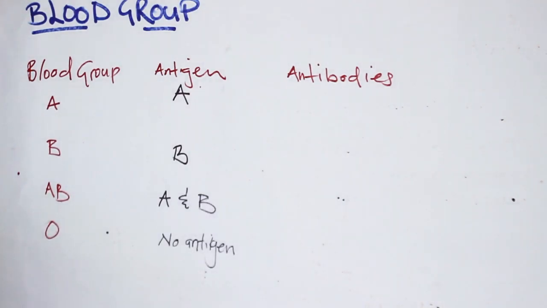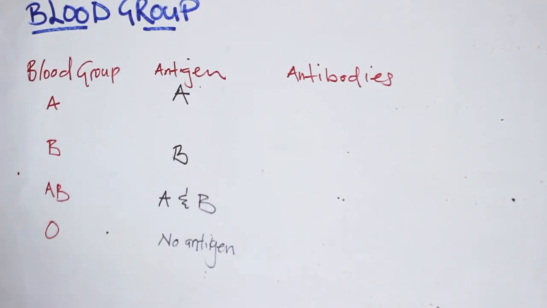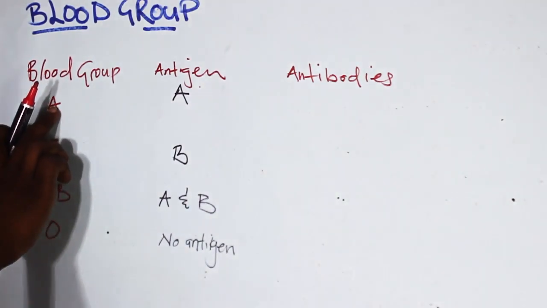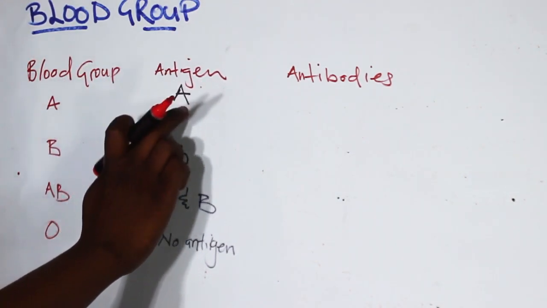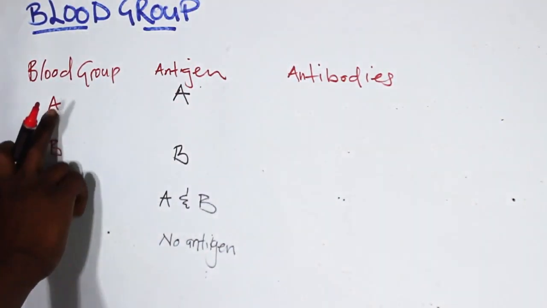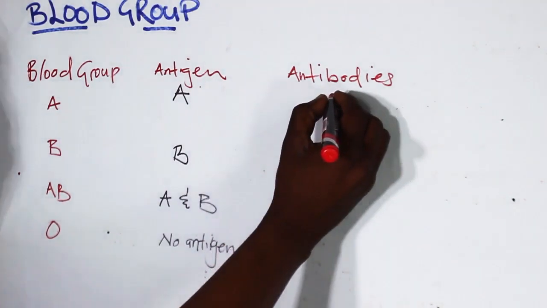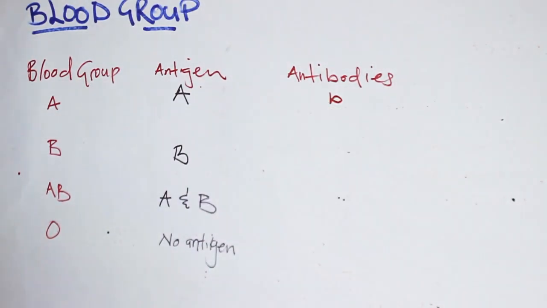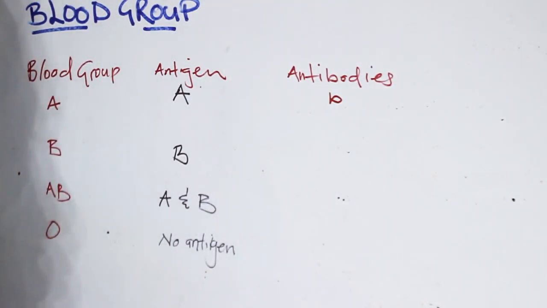Now we go to the antibodies. Don't forget that the antigens are represented by capital letters, while the antibodies are represented by small letters. So if you are blood group A, you have the antigen A. When it comes to antibodies, your antibody is the opposite, meaning you've got the antibody b. So just check that, that is a small letter.